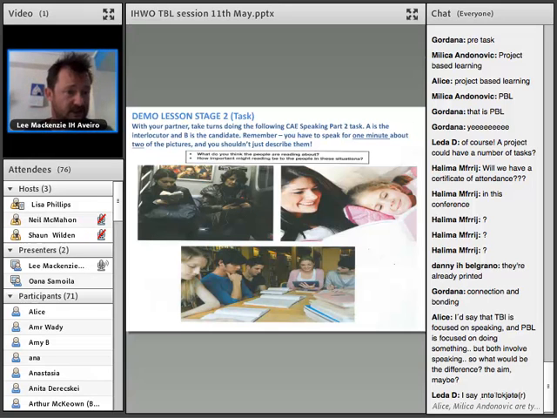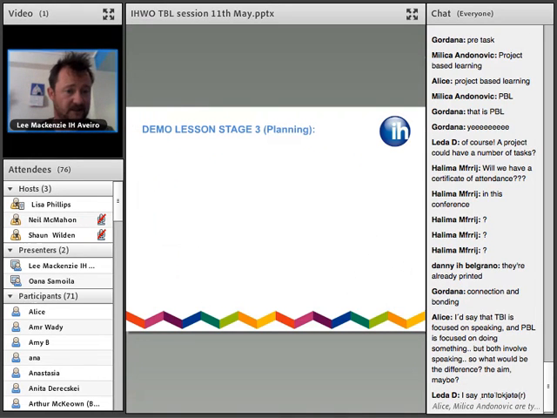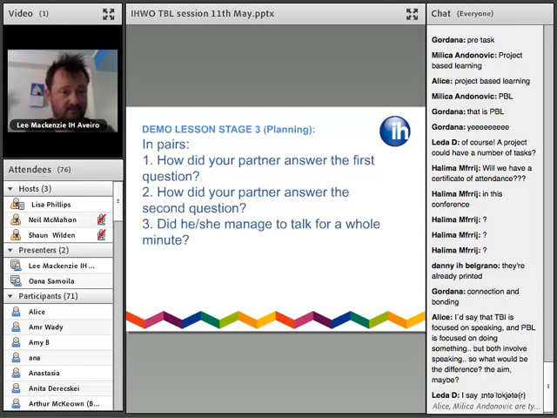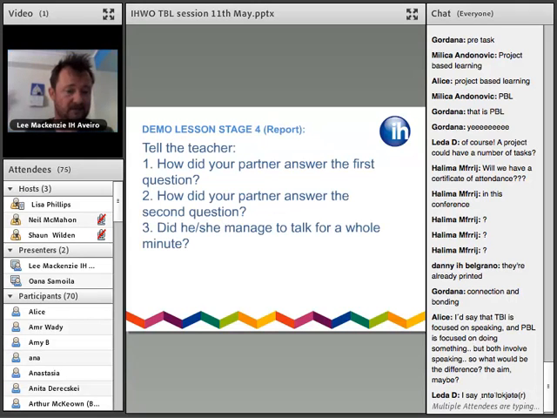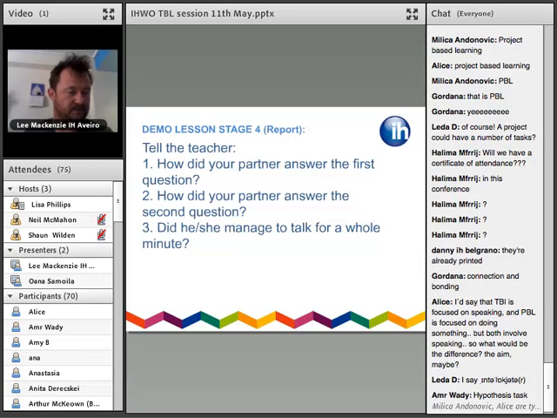Okay, so students would do the task and then they would discuss in pairs how their partner did during this task. How did they answer the first question? How did they answer the second question? Did they manage to speak for a whole minute? Were they significantly under? And then you would talk about that as a class. Maybe the partner can tell about their partner, so the interlocutor can report on the candidate, how they performed, just to get some feedback.